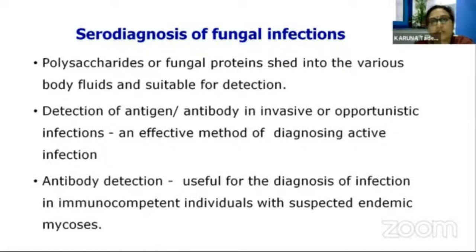There is a lot of secretion of fungal proteins and polysaccharides into the body fluids, and these are very good targets for detection. So it could be detection of antigen, or the antibody towards these fungal proteins or polysaccharides. These are very important and effective methods of diagnosing active infection. Now, antibody detection is useful specifically for the endemic mycoses, which are predominantly caused by the dimorphic fungi. These endemic mycoses are systemic mycoses, so predominantly they have systemic manifestations. So antibody detection is very good for these fungal infections.